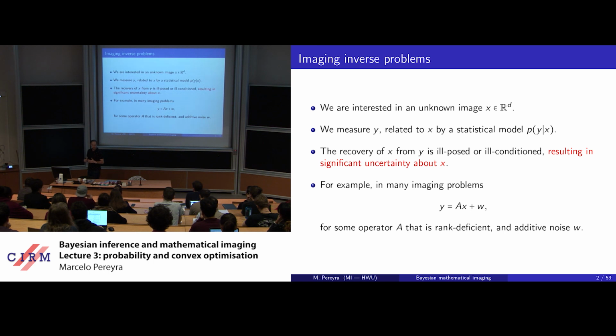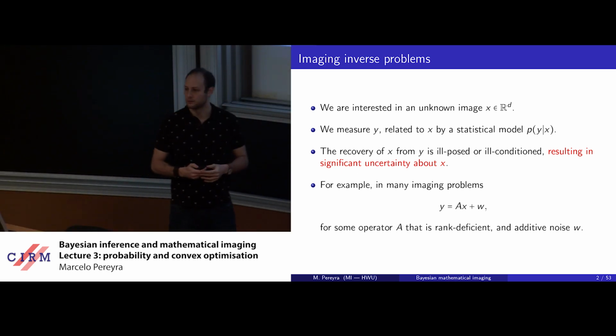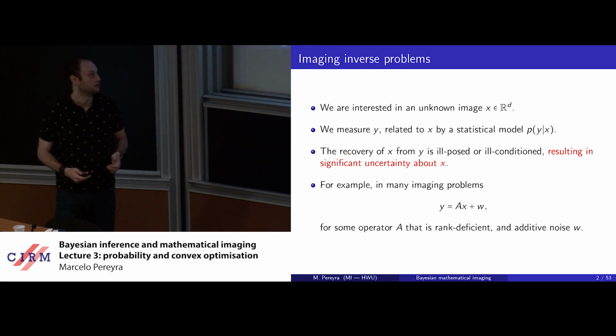And we also said that we're in a setting where usually y doesn't have enough information to recover x reliably. So there's a lot of uncertainty about x even after measuring y. So for example, if y is related to x by this simple linear model, which is sometimes a quite good model and sometimes just a first order approximation, then if the operator A, for instance, is rank deficient, then clearly we can't recover x from y reliably unless we bring some other form of information into the game.